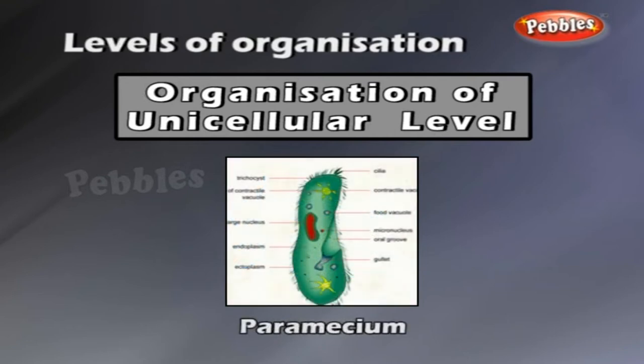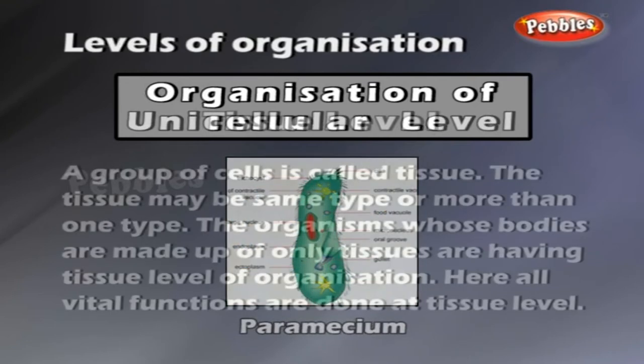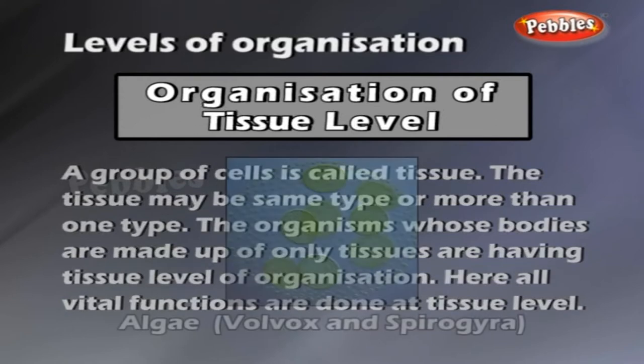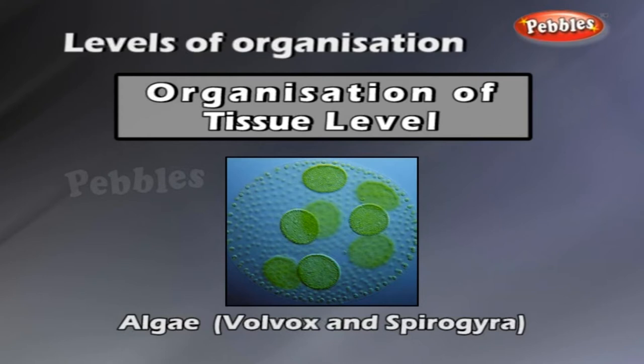Organization of tissue level. A group of cells is called tissue. The tissue may be of the same type or more than one type. The organisms whose bodies are made up of only tissues have tissue level of organization. Here, all vital functions are done at tissue level. Example: algae, Volvox and Spirogyra, Hydra, etc.